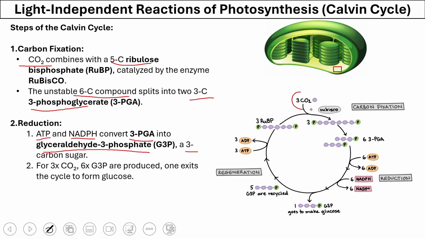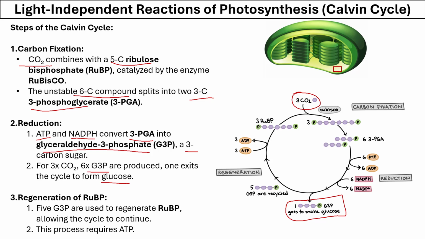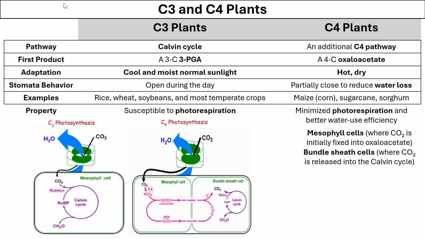So from the sets of 3 carbon dioxide, we get 6 molecules of glyceraldehyde 3-phosphate. One of these molecules exits the Calvin cycle to lead to the formation of glucose. The remaining glyceraldehyde 3-phosphates from this step lead to the formation of the ribulose bisphosphate by the utilization of ATP, and this process is called the regeneration of ribulose bisphosphate. Now we'll look at the adaptation in plants in the form of C4 plants.